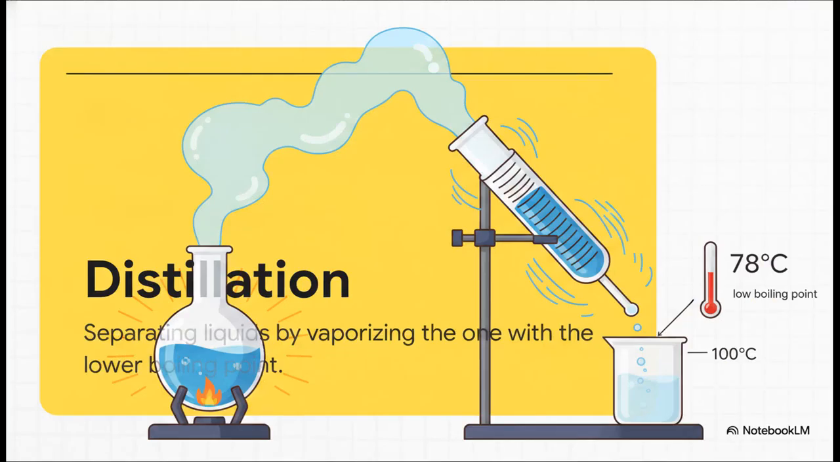Now, what if you need to separate two liquids that are perfectly mixed together? For that, we turn to distillation. This method works beautifully as long as the liquids have a difference in their boiling points of at least 25 degrees Celsius. Basically, you gently heat the mixture until the liquid with the lower boiling point turns into a vapor. That vapor travels up and away, leaving the other liquid behind. Then you simply cool that vapor down inside a condenser until it turns right back into a perfectly pure liquid.